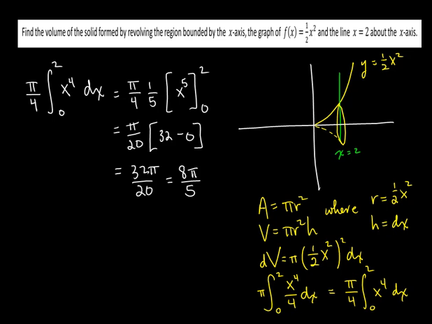And so that's a simple example of how we would find the volume of the solid formed by revolving this region that's bounded by the x-axis, the graph of f of x equals 1/2 x squared, and the line x equals 2 on the right. Okay, so that'll do it for this video and for this example.